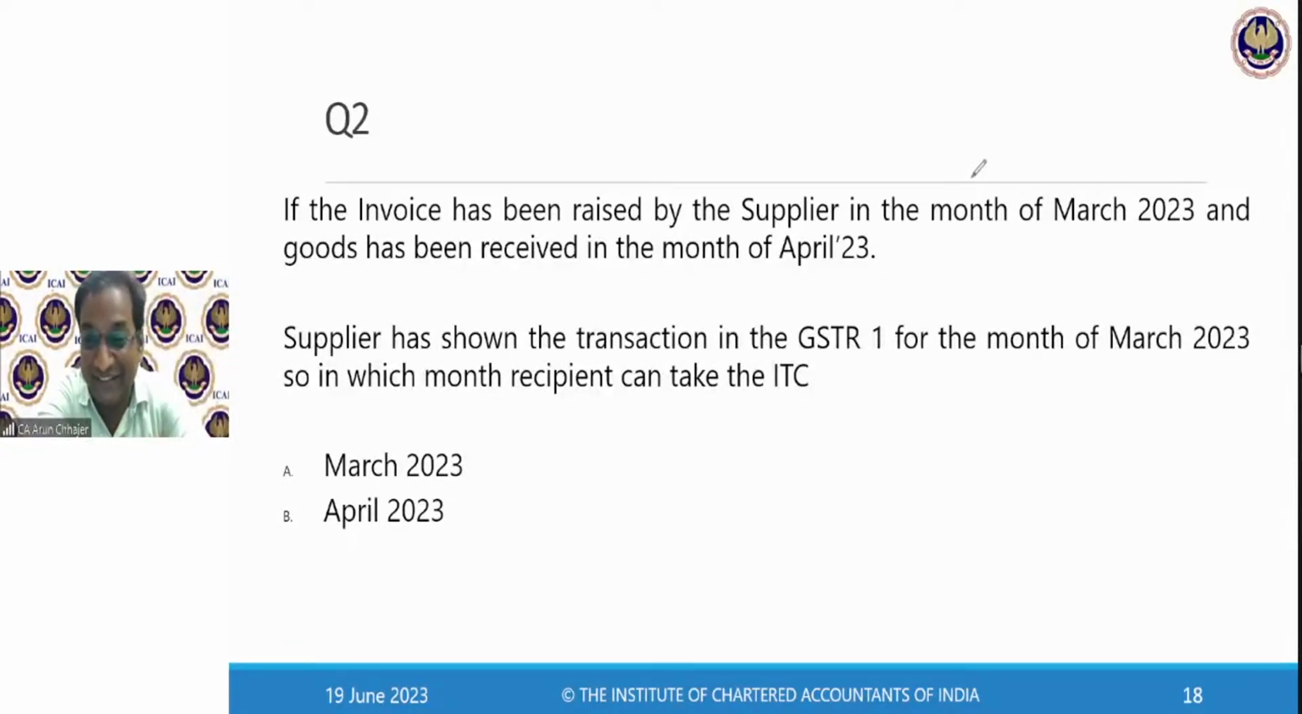The right answer is April. As per Section 16 subsection 2 clause B, because it is being received in the month of April, April would be the month in which he can take that. See, one more thing I would like to highlight based on the reply given by one of the participant.